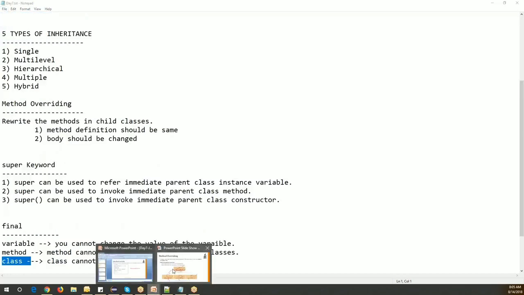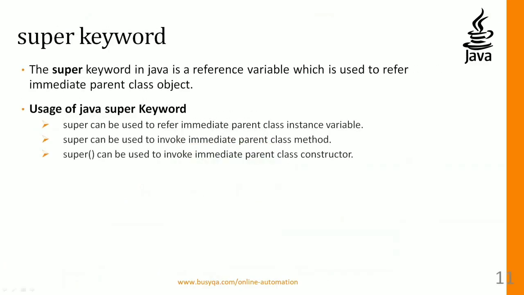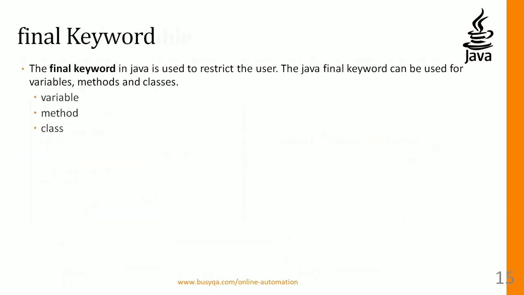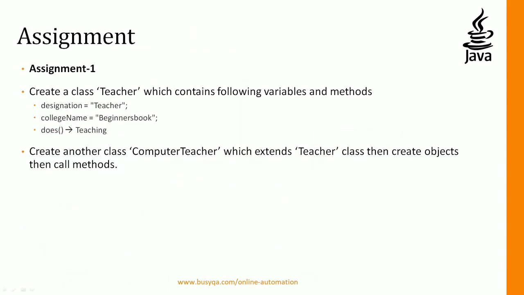I'll stop it here, and I'll give some assignment. I'll send this presentation, you guys can go through it. I've covered everything now. Final methods and assignment. This is just to use the inheritance concept. Create one class called Teacher, which contains two variables and one method called does. Inside this does method, just write a System.out.println and teaching. And once you have created this class, create one more class as a child class, that is ComputerTeacher. Within this class, just extend the Teacher class.